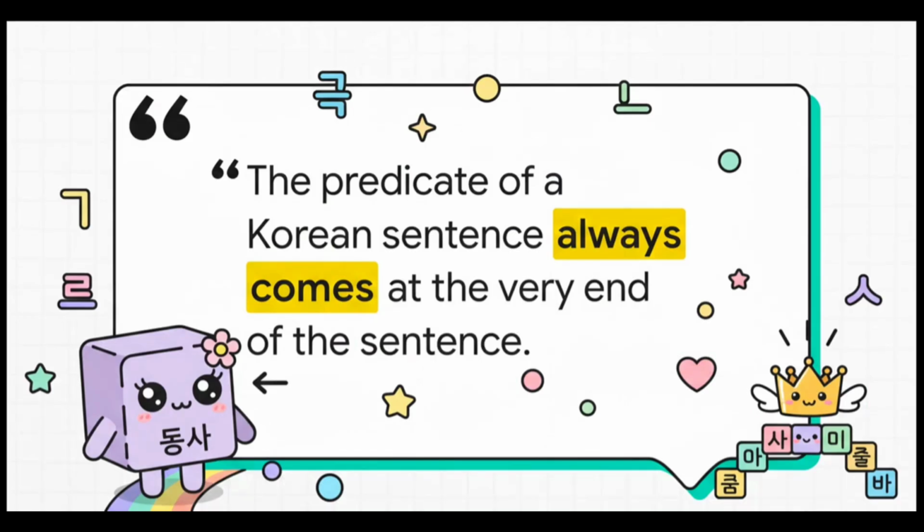And that, right there, is the golden rule. Seriously, if you only remember one thing from all of this, make it this. The verb, the action part of the sentence, always comes last. There are no exceptions. This is the absolute bedrock of Korean grammar.